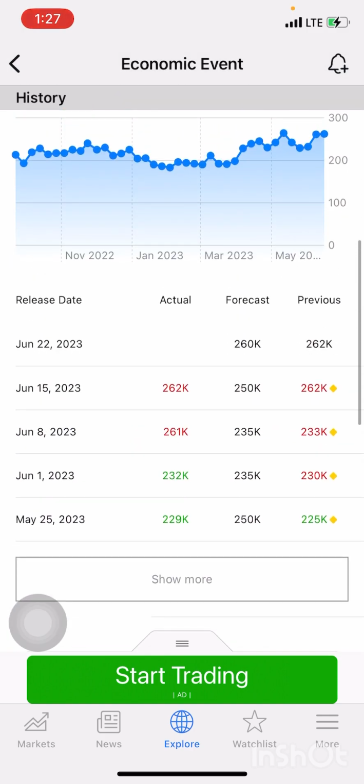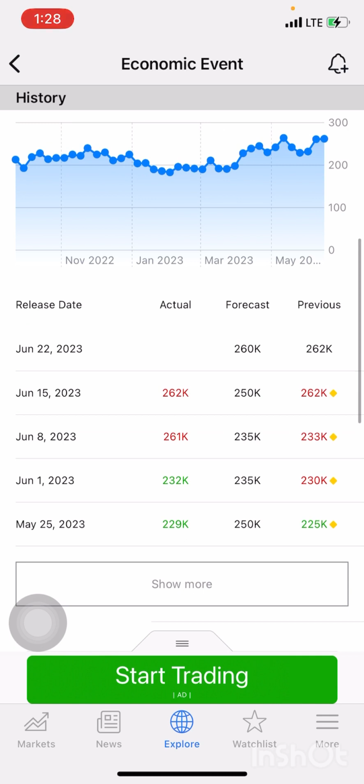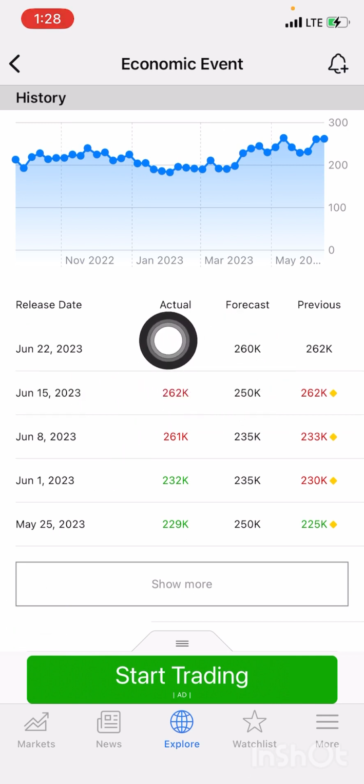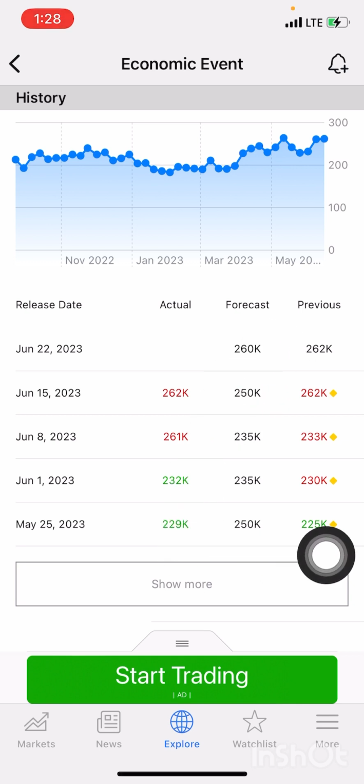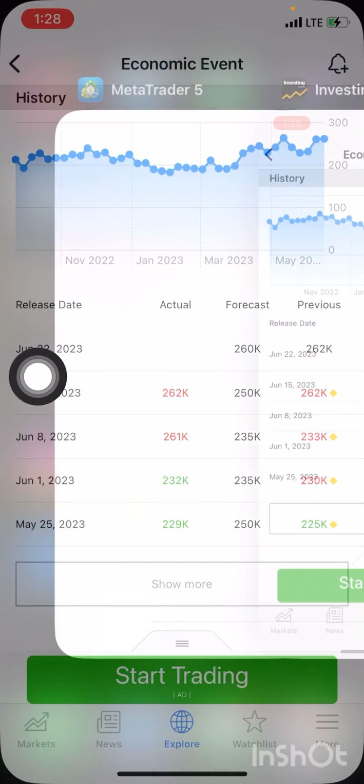Okay, so this is it. This was the previous data, and this is what we should be expecting. The forecast is 260. Okay, we are left with 2 minutes. 2 minutes to go.